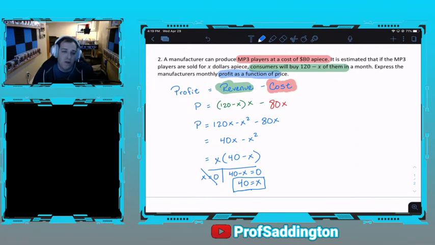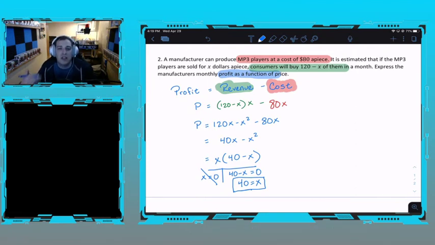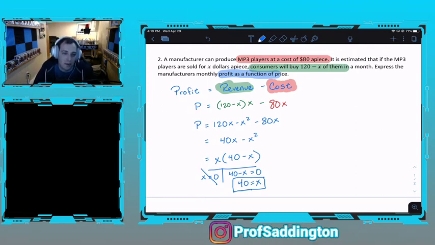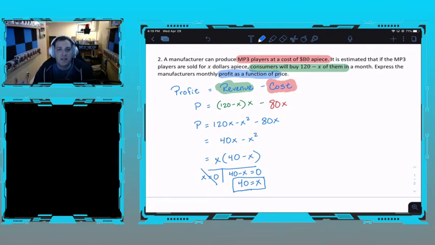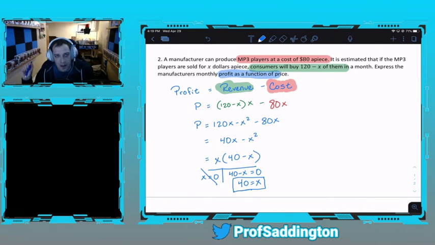So if you were to plug 40 back in the original equation, you guys will see that's when we're going to start making money. This is what businesses do to try and figure out how much they have to sell. Okay? So I'm going to leave it at that.